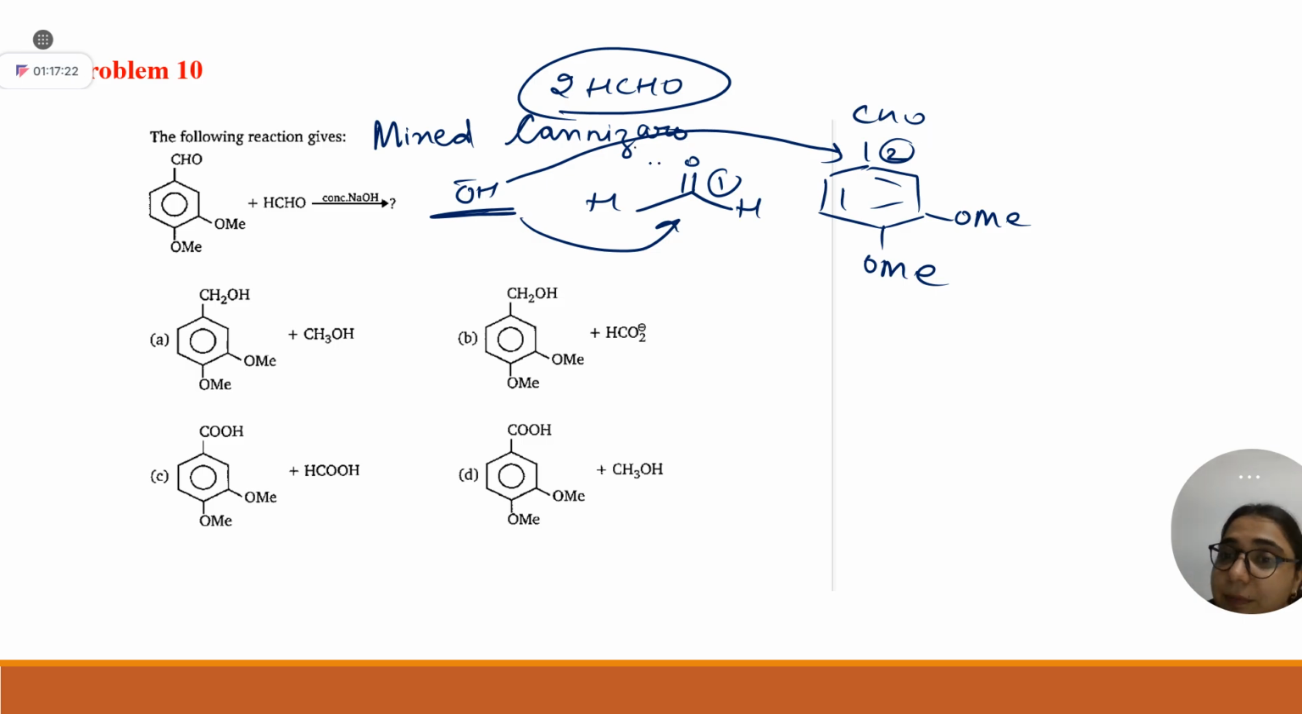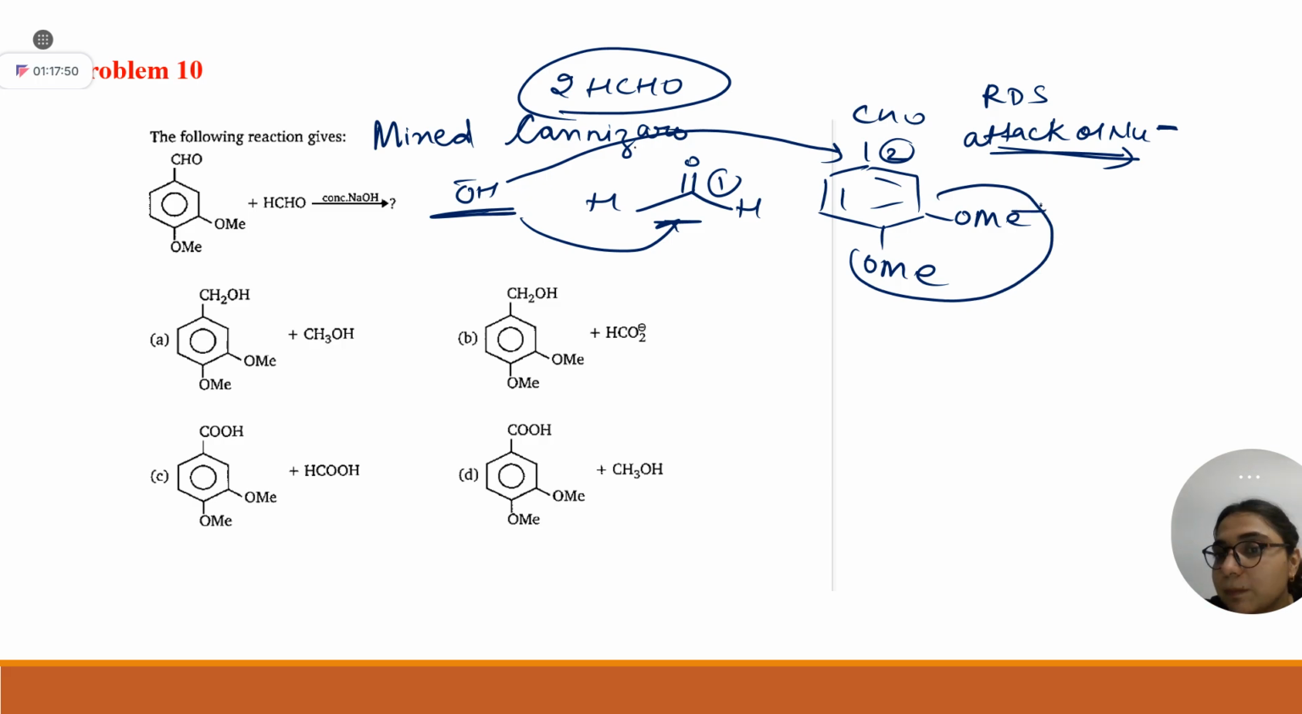And students, remember in the Cannizzaro reaction, what is your RDS? Attack of the nucleophile, right. Actually, RDS is hydride transfer also, but attack of the nucleophile is also a key step here. So obviously the nucleophile will attack that carbon which is more electrophilic. This carbon is in conjugation with these. Besides that, it has two OMe groups, which are plus M, decreasing the electrophilicity of this carbon. Okay, so you are attacking this.